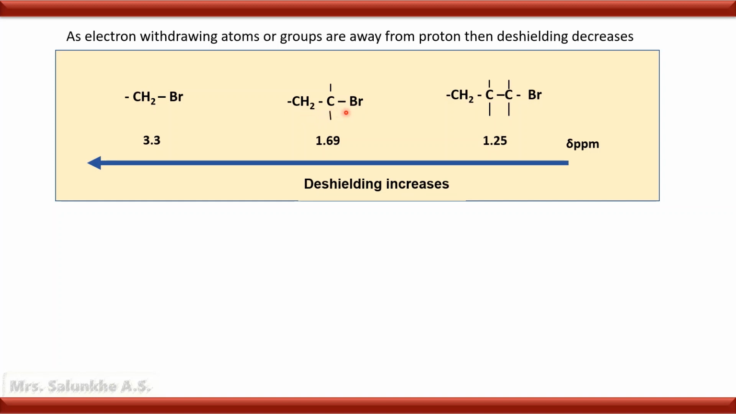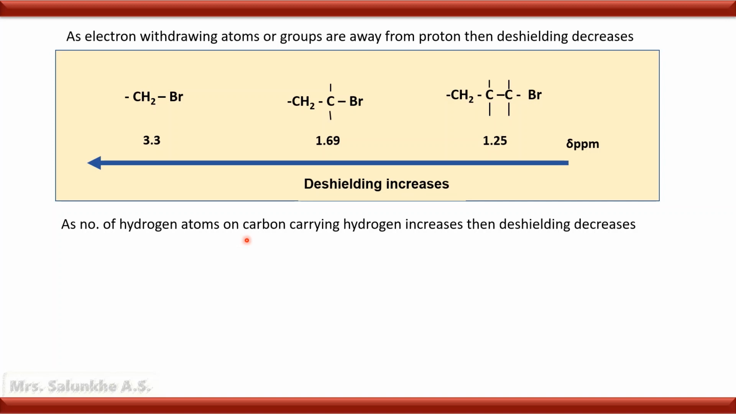It is separated by 3 bonds, and as the number of bonds increases, inductive effect decreases. Its chemical shift value is 1.69. In that case, the number of bonds between that proton and bromine increases and the chemical shift value is 1.25. That is, that proton is a shielded proton in comparison with that proton. That is, as the electron withdrawing atom or group is away from the proton, de-shielding decreases.